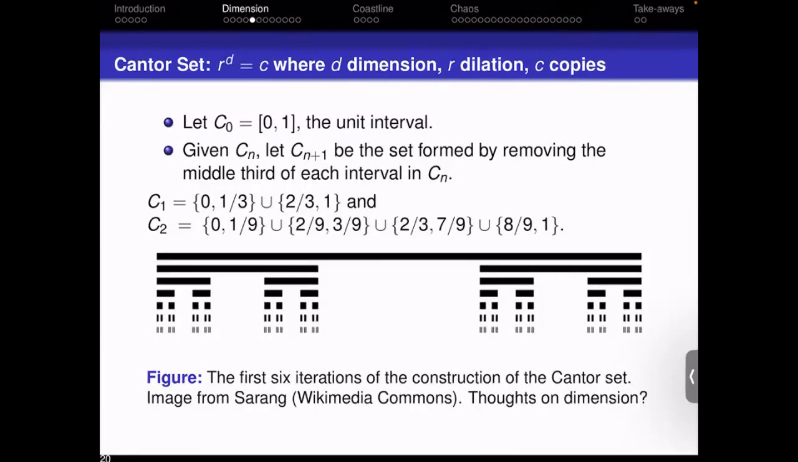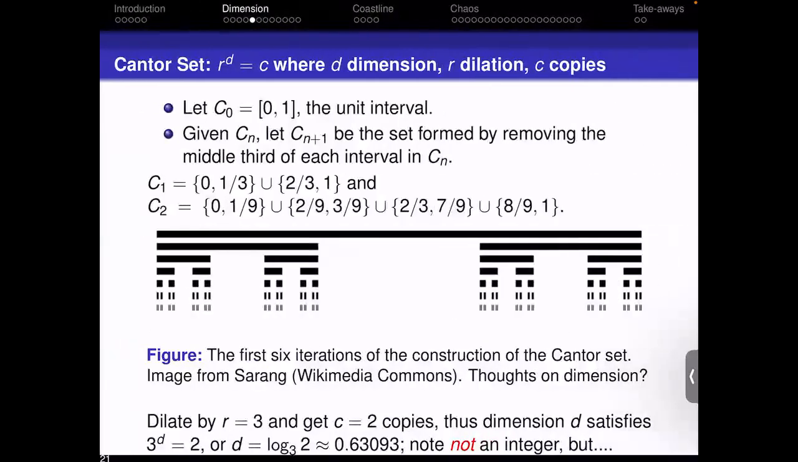I'm sorry, not 3. This part over here would expand out and give me a full copy. This is still empty. This part over here would give me a full copy. So how many copies would I have? 2. And so if I solve, I would get, how cuts it off? So if you look really closely, it says 3 to the d equals 2.